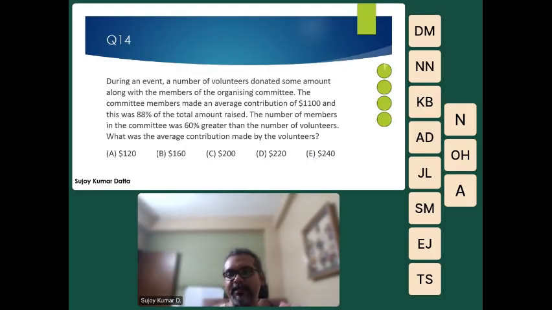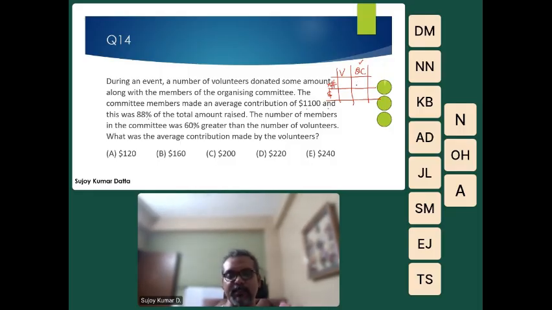So we have two categories of people, right? One is the volunteers, the other is the organizing committee, OC, let's call that. And we are talking about two things here. One is the number of people, the other is the money. So we have a 2 cross 2 table. What are they saying? The committee members made $1,100 each on average, and this was 88% of the total amount raised. Okay, we don't know anything about how many people are there in the committee.